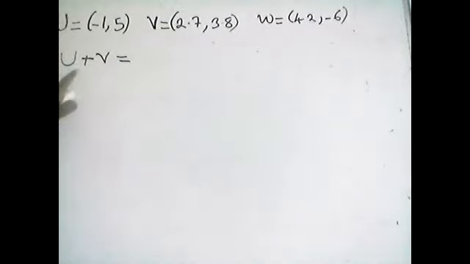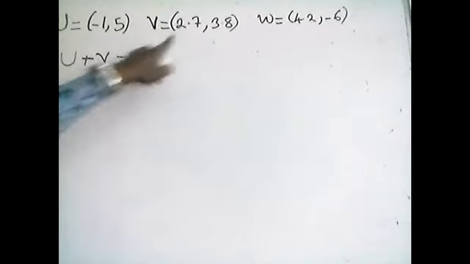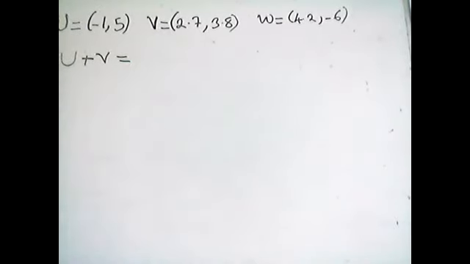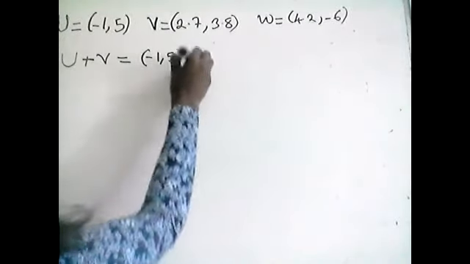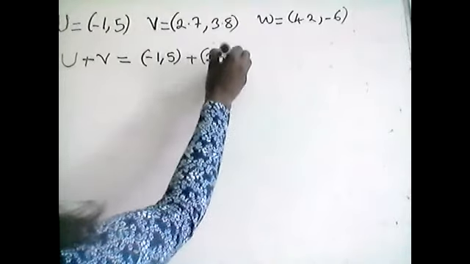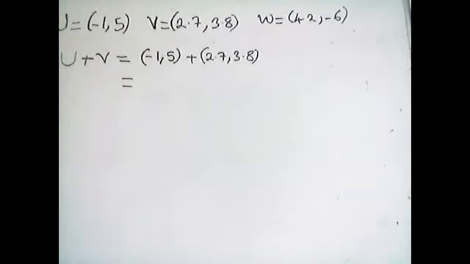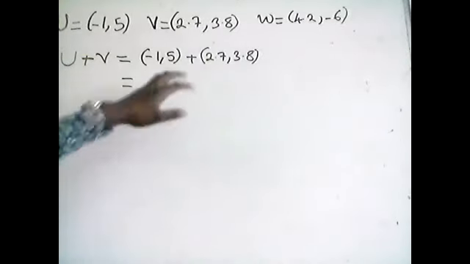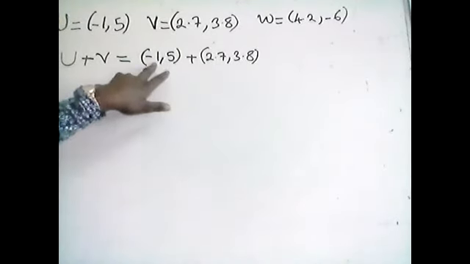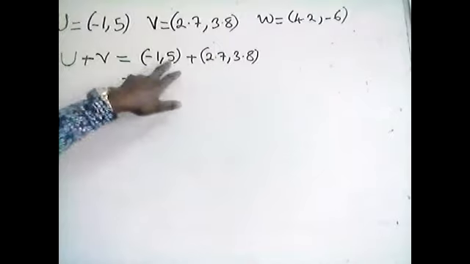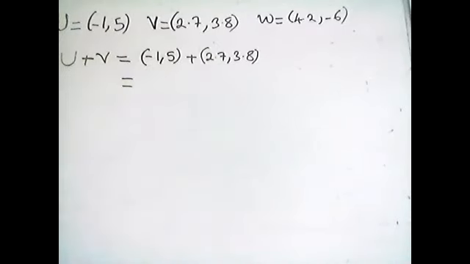What we just do is, you know what our u is. We have those coordinates for vector u, and those coordinates for vector v. So where there is u, we just put -1, 5 plus 2.7, 3.8. Next, we are going to add the corresponding elements. So here it's more like x, y, x, y. So here, x plus x, y plus y. That's what is going to happen.